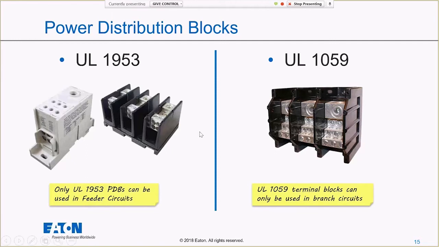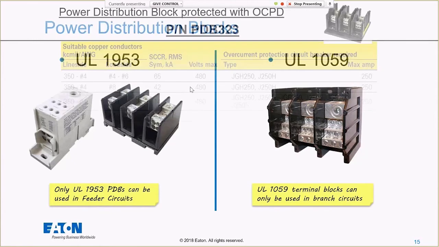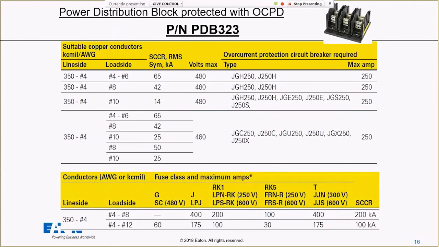So that's power distribution blocks. First and foremost, two different UL listings. We want to make sure we're using the UL 1953 power distribution block whenever I'm in my feeder. Once I'm using that, now we have to talk about all of my ratings for power distribution blocks. What I'm showing you right now is all for the exact same power distribution block. So you can see there's a lot of variability here. There are many different short circuit current ratings listed on here, all depending on what's upstream.